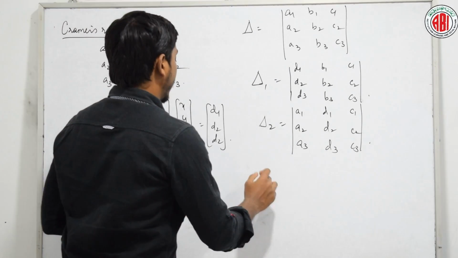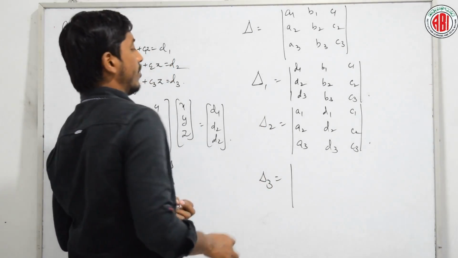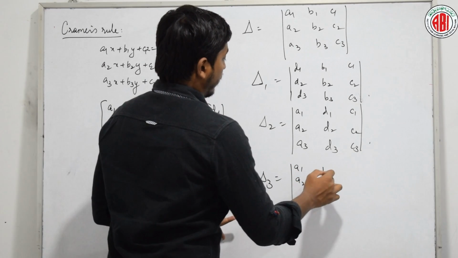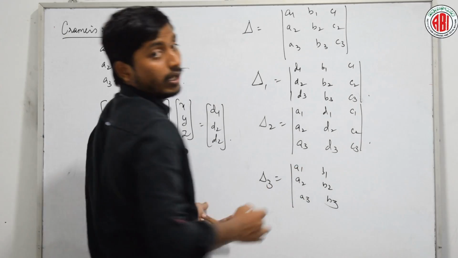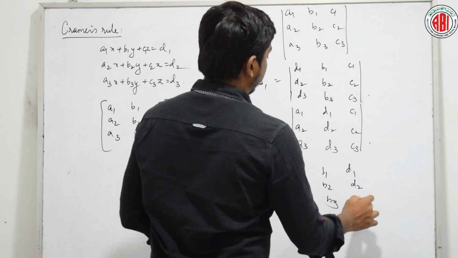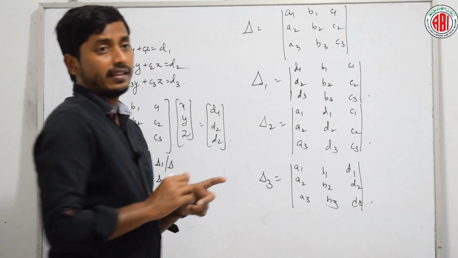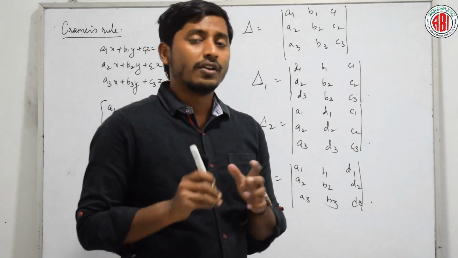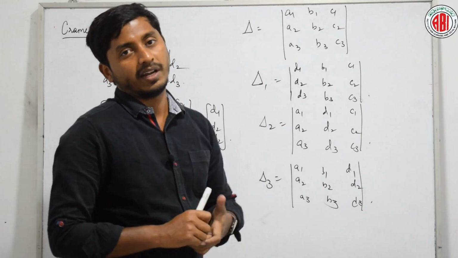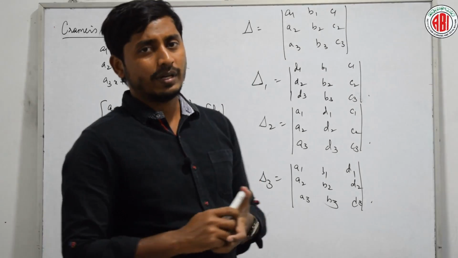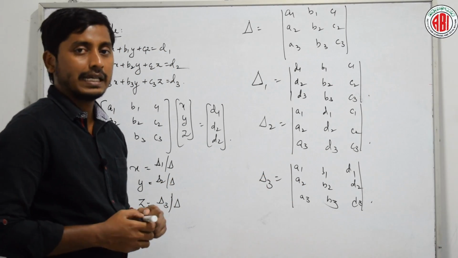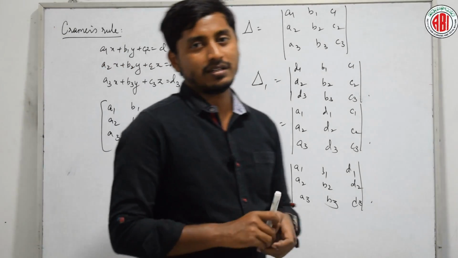Then what about delta 3? Again, delta 3 is also the determinant of the coefficient matrix in which the third column we are going to replace with the constant matrix. Is there anything difficult in this? No, right? What is it that we have to remember? We have to know how to solve the determinant of a matrix. And not only that, we have to remember these three formulae. Hope you understood, right?